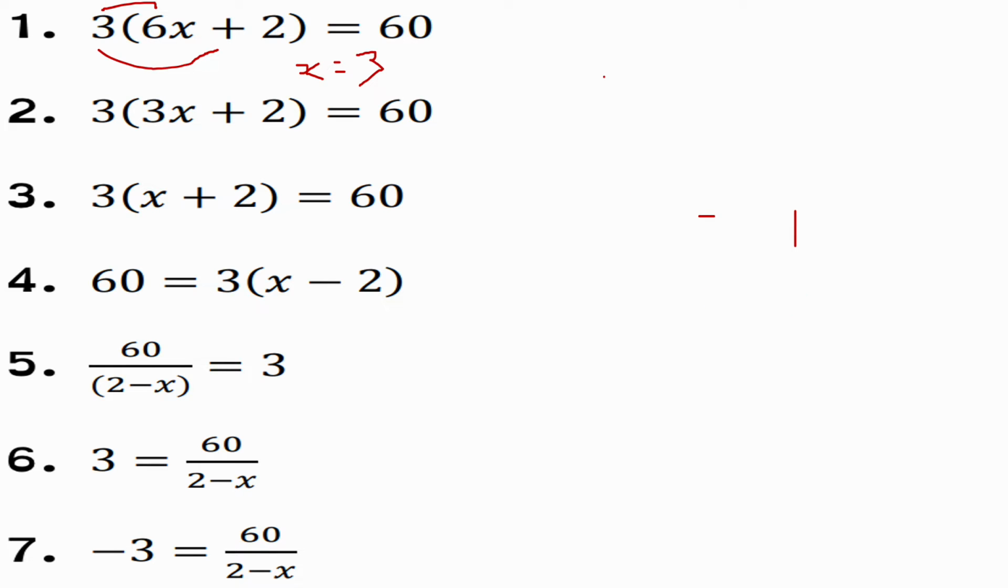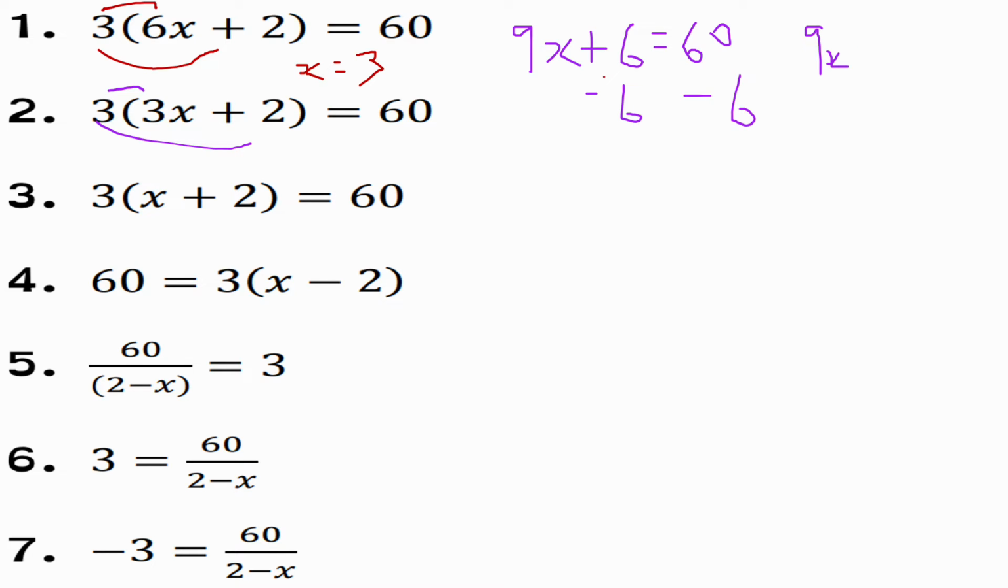On to question number 2 now. Again, we're going to have to expand the bracket for this. So 3 times 3x is 9x. 3 times positive 2 is positive 6, is equal to 60. Taking away 6 from both sides, I get 9x is equal to 54. Dividing both sides by 9, I get that x is equal to 6.